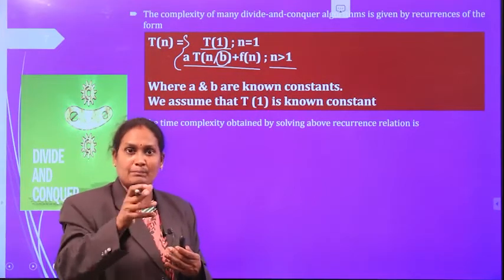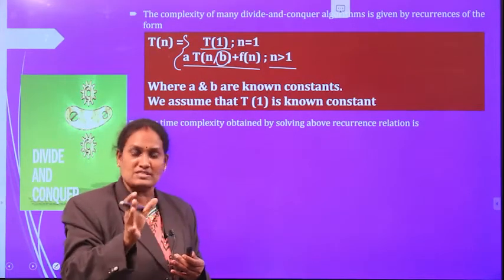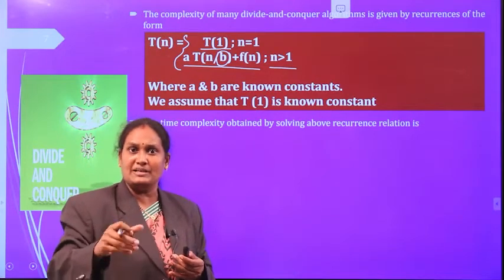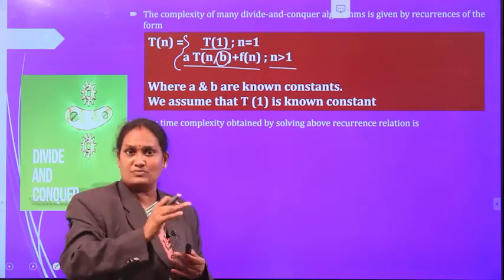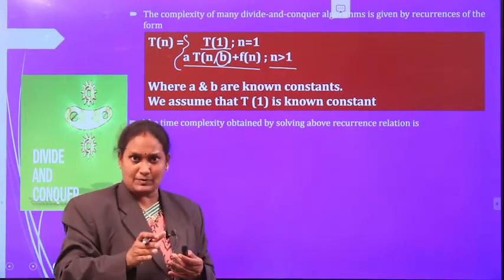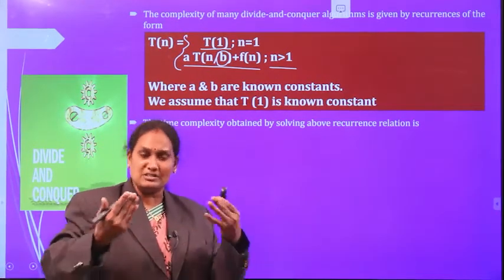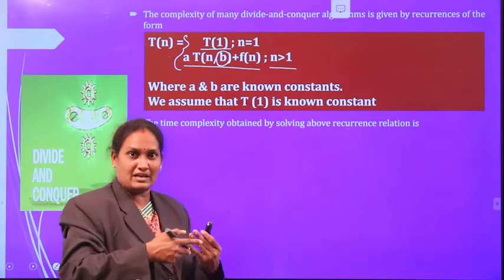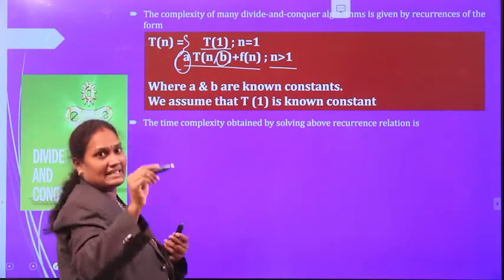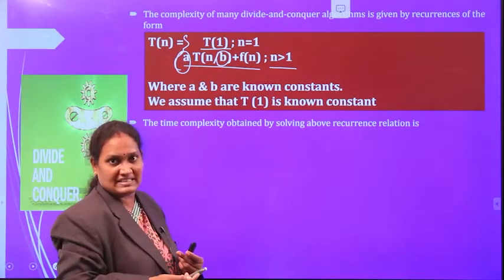Suppose, for example, in binary search, we are dividing the problem into two subproblems, but every time we are considering only one subproblem. In that case, A becomes 1. But if you consider merge sort, there also we are dividing the given problem into two subproblems, but in further processing we are considering both the subproblems. So in that case, A becomes 2. So like that, how many subproblems we are considering in further processing is represented with the constant A.